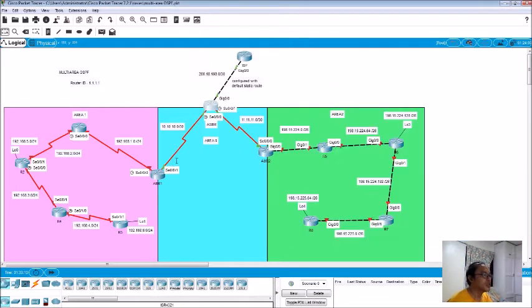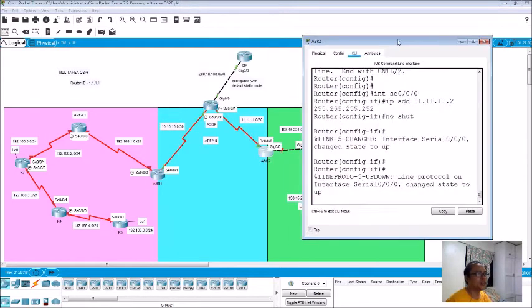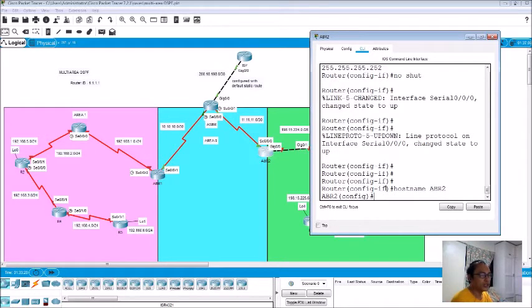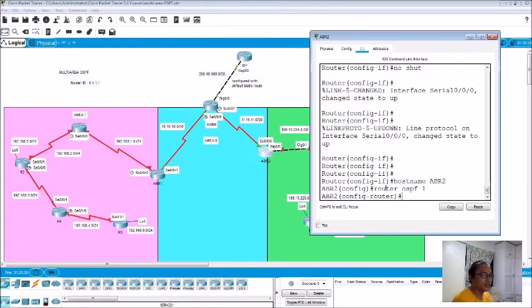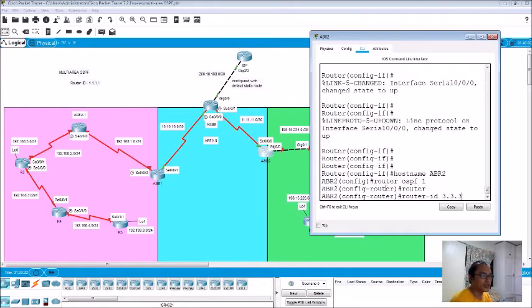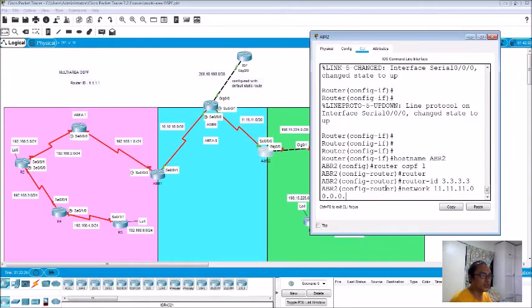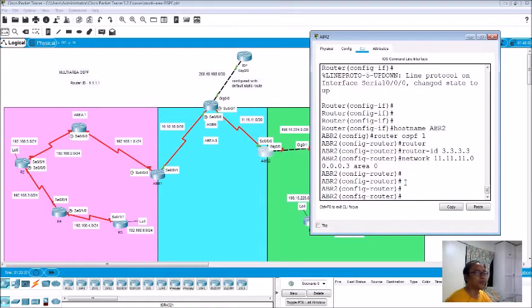Okay, sakto. So, if we do that, ato sa configure po ng usa para ma-include siya sa area 0. Okay? Quite simple. Pareho ra man gyapon sa ubang protocol nga gi-configure nato, but this time lahi ang ilang explanation, lahi ang ilang processes, no? So tanan nato, this is router, host name ABR2, then router OSPF 1, router ID of 3.3.3.3, then network of 11.11.11.0 0.0.0.3 area 0.